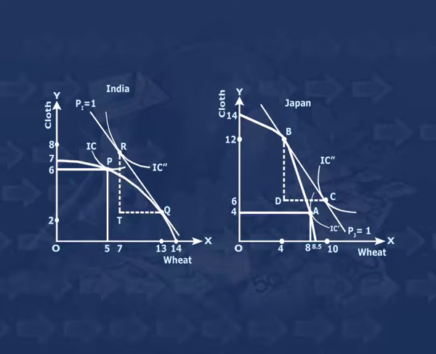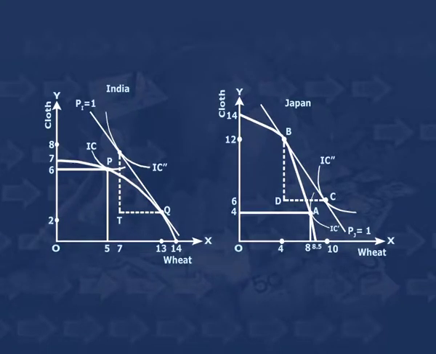Let us now take the case of India. P is the autarky equilibrium point. India will now specialize in wheat. It means that production of wheat will increase in India. Therefore, India moves right from point P on its production possibility frontier. It incurs increasing opportunity cost in the production of wheat. India moves from P to Q in production. India produces 13 units of wheat.